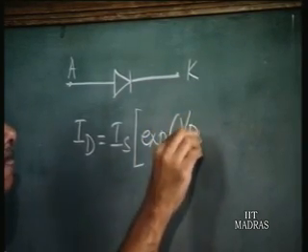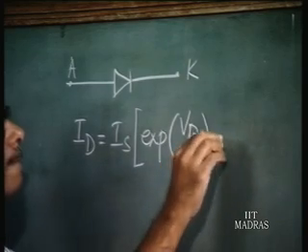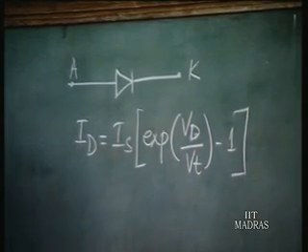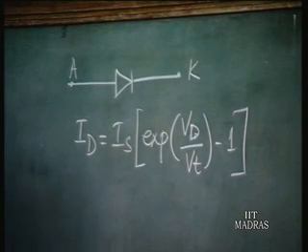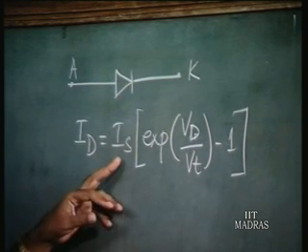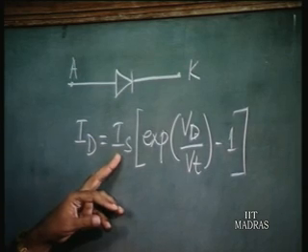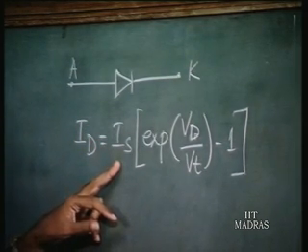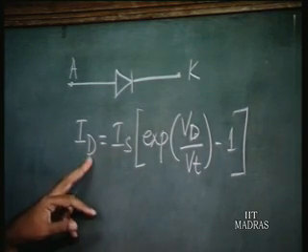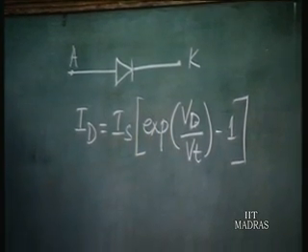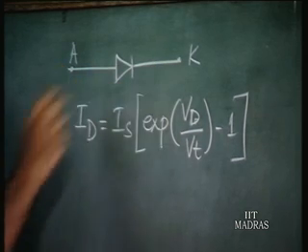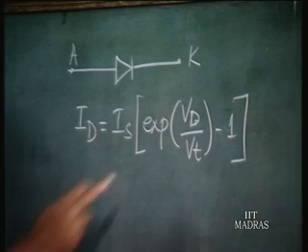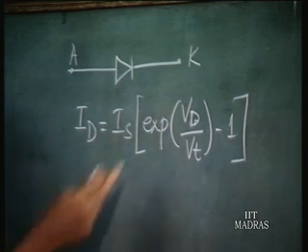Vd. Now, here you have the parameter Is. If you know the value of Is, you would know how the diode current varies with the diode applied voltage. Vd is actually the anode to cathode forward voltage. Now, how do you do it?